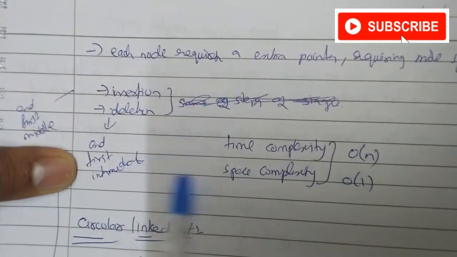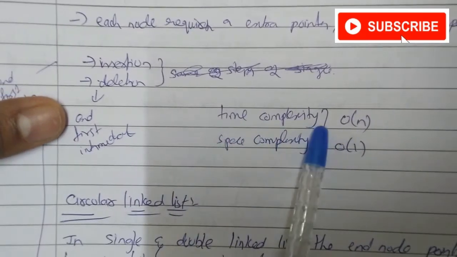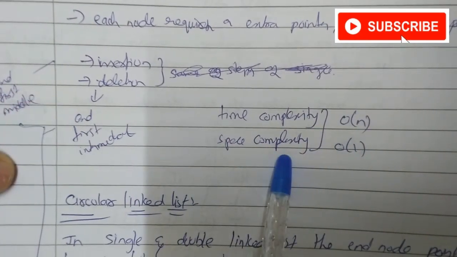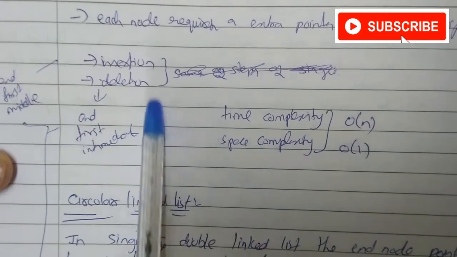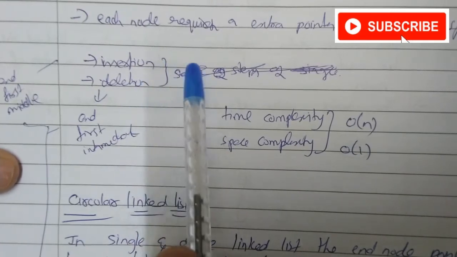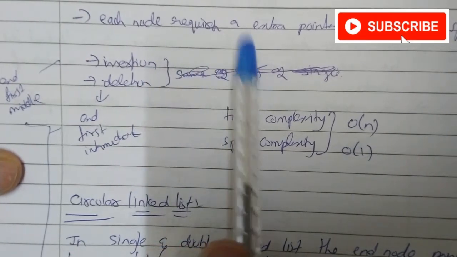The time complexity of a double linked list is n, and the space complexity is 1, and it has traversing techniques, insertion and deletion. Now we will discuss the circular linked list, the final linked list.